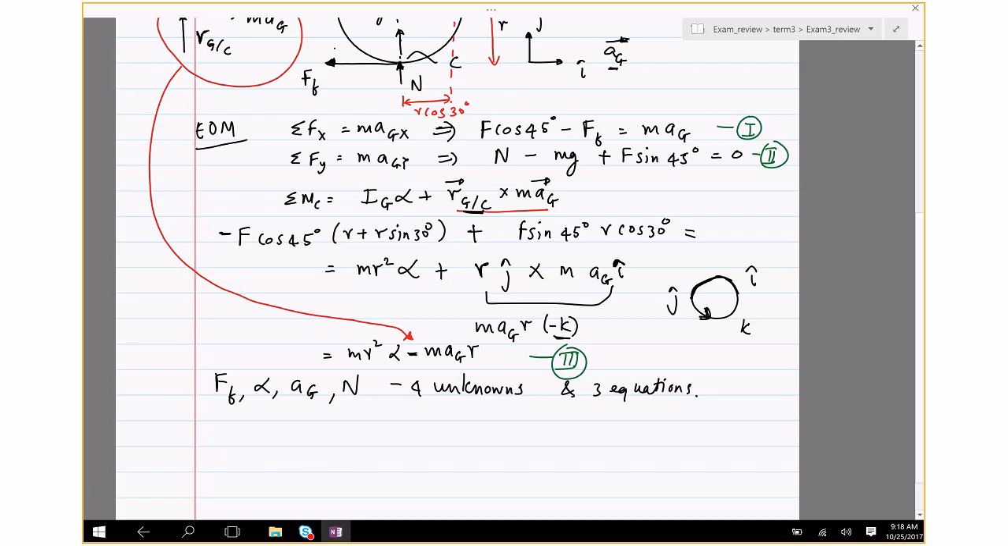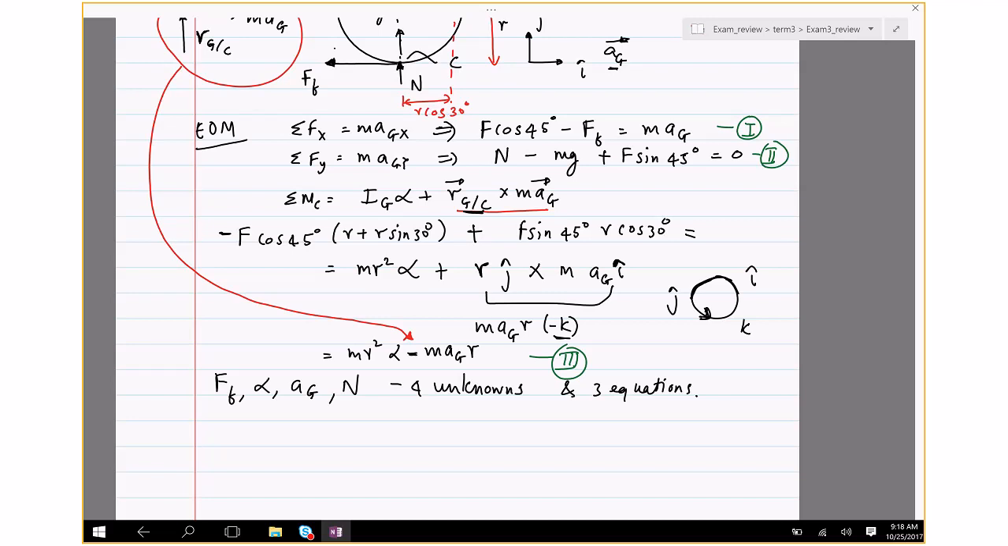Now, I'm not asked to solve for all the unknowns. I've only been asked to solve for AG and alpha. But if you are told to find all those 4 unknowns, you cannot solve for them because you have 3 equations. Now, one mistake which people normally make is they say, well, I can use the moment equation the way I want.